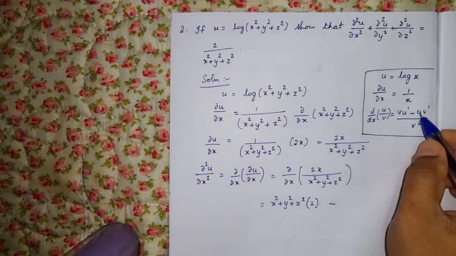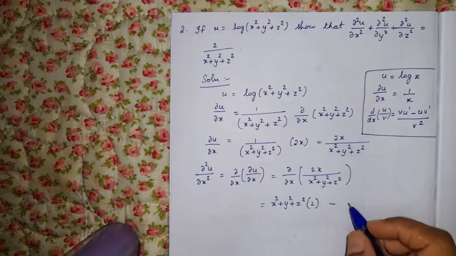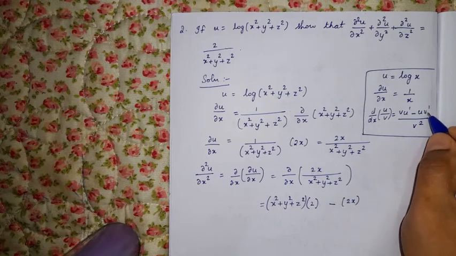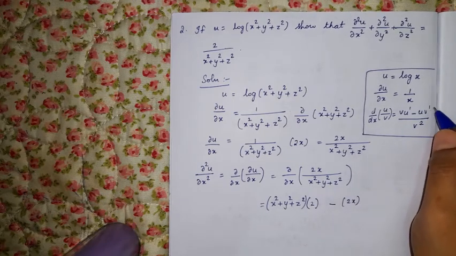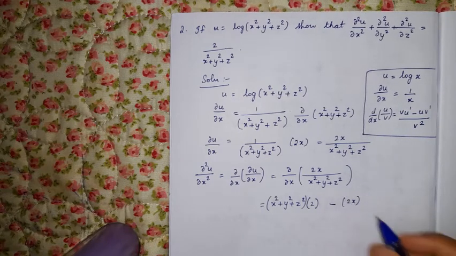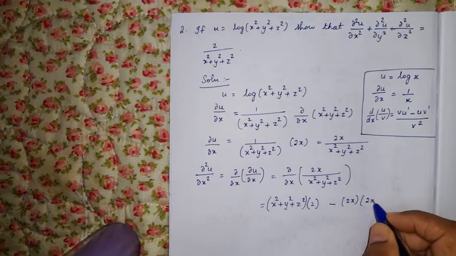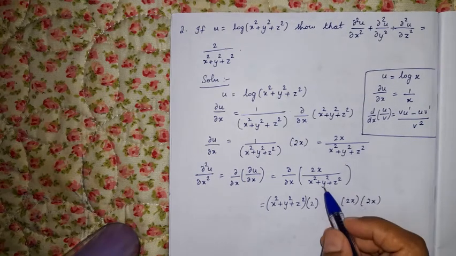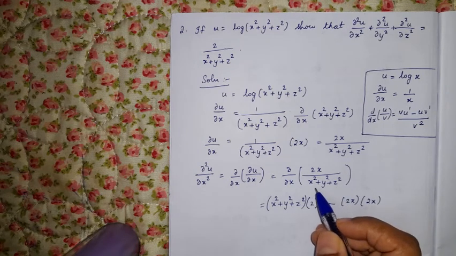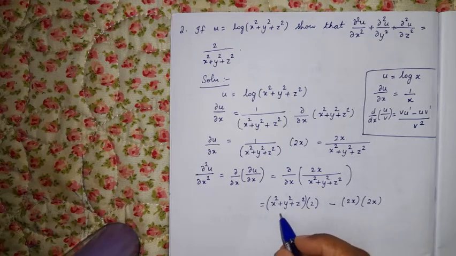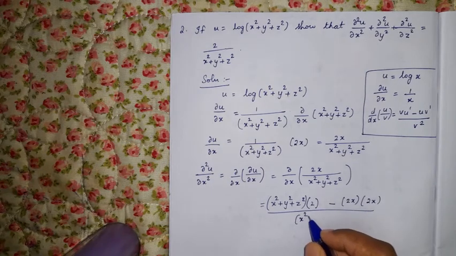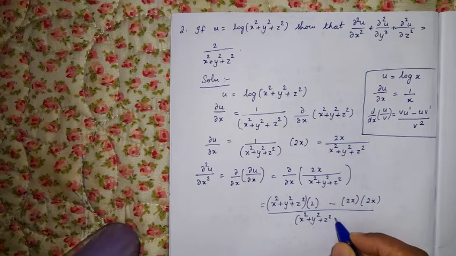Minus u into v'. Instead of u you have 2x. And instead of v you have this, and you need v'. For that you will be differentiating this denominator with respect to x. So you will have 2x again, because the y term and z term become 0 when you differentiate partially with respect to x. You have only 2x from this term. The whole divided by v². You know what v is: (x² + y² + z²) whole square.